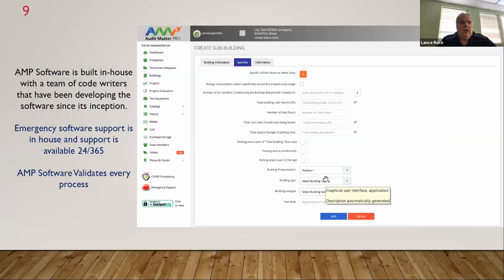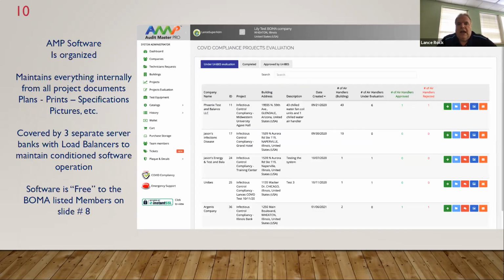Again, this is just another sample of how the software looks. Next, please. And again, this is just showing how robust and deep the projects and software goes. Again, there's a COVID compliancy section, there's an energy section, there's testing and balancing, air and hydronics. It's really sectored in 3, but it's all encompassed in 1, and every section talks to the other. Next, please.